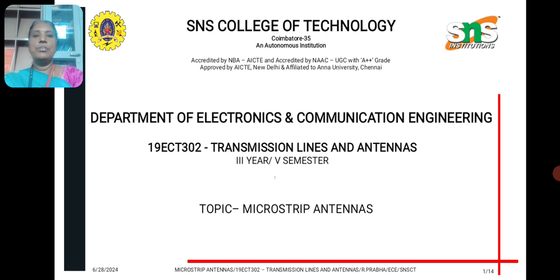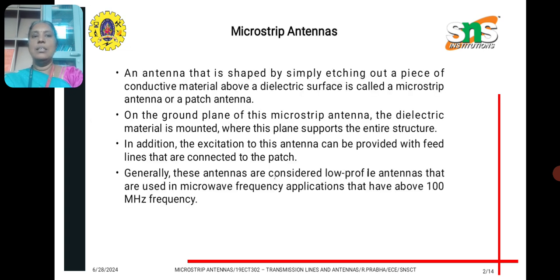In this video, we are going to discuss the topic Microstrip Antennas for the course Transmission Lines and Antennas. An antenna that is shaped by simply etching out a piece of a conductive material above a dielectric surface is called a microstrip antenna or a patch antenna. On the ground plane of this microstrip antenna, the dielectric material is mounted, where this plane supports the entire structure. In addition, the excitation to this antenna can be provided with feed lines that are connected to the patch.